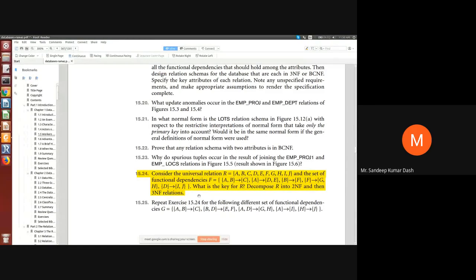Then the first thing is: what is the key of R? Your key is not given. In every schema, the underlining is given and you get to know this is the key, but here the key will not be given. You have to find the key. So how will you find the key? By finding the closure of the attributes.